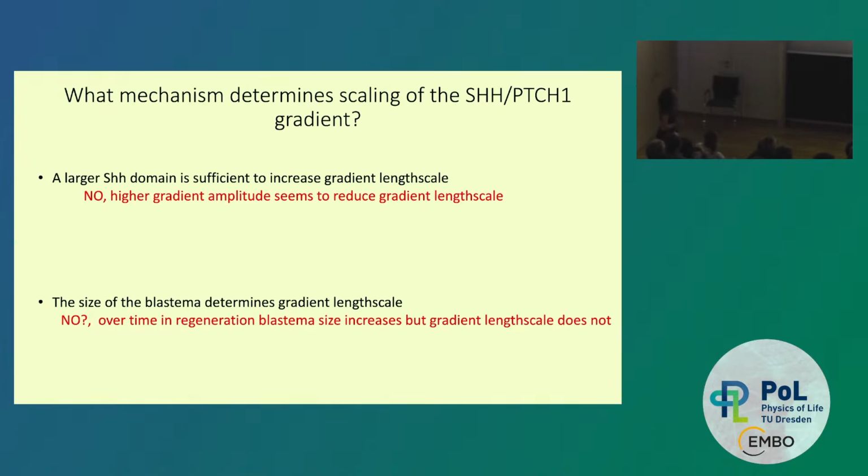So as I mentioned before, we just want to point out that a larger sonic domain is not sufficient to increase the gradient length scale. We showed that when we increase sonic, you actually reduce the gradient length scale. And does the size of the blastema determine the gradient length scale? No, over time in regeneration, the blastema size seemed to increase, but the gradient length scale does not.